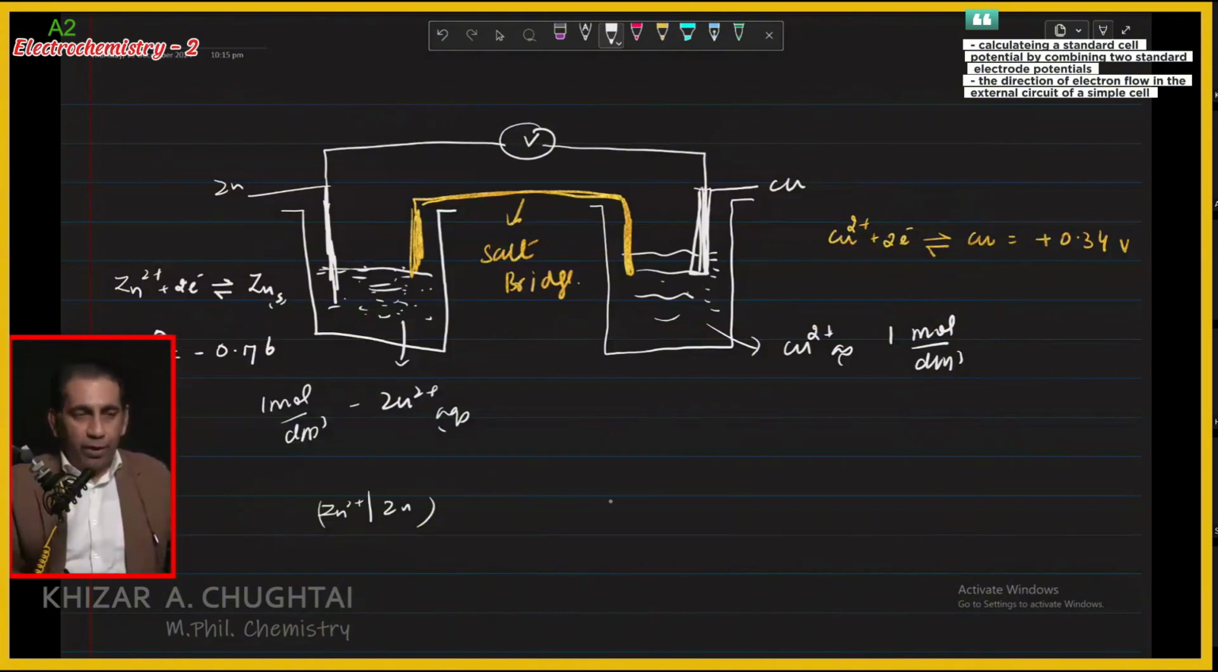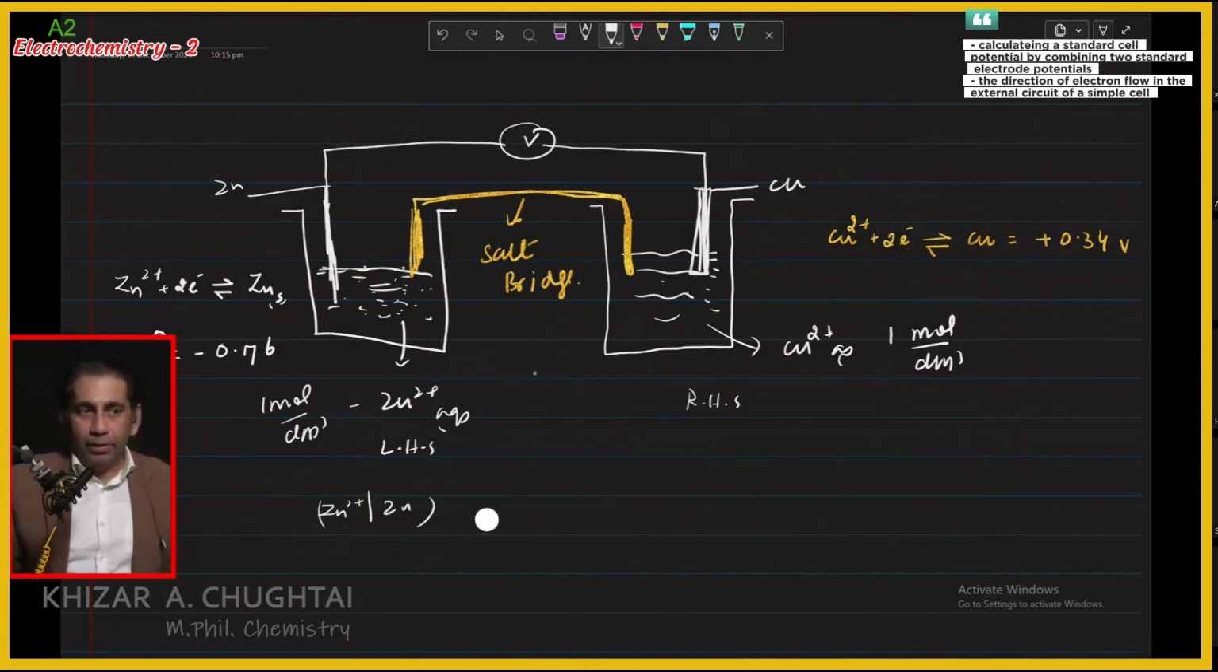Now in front of you there are two beakers. One is on the right hand side, let's suppose, and the other one is on the left hand side. And here is a salt bridge. So after connecting these two half cells, what will happen?